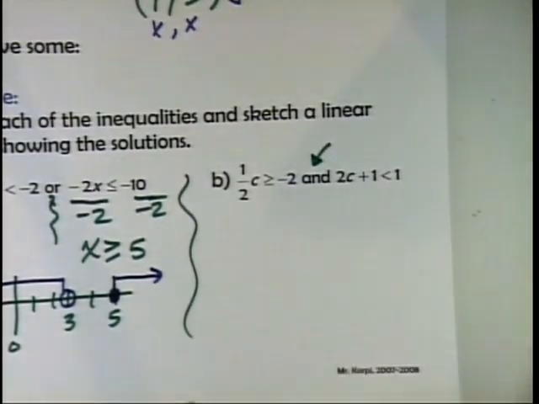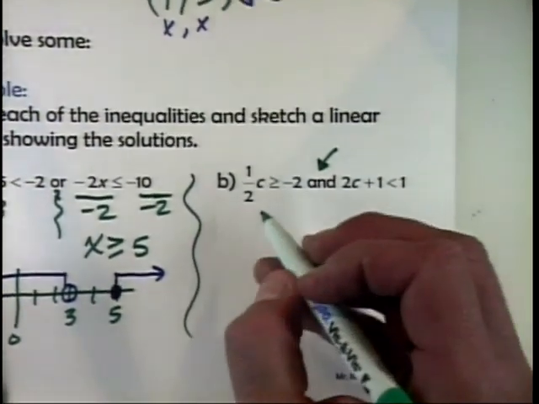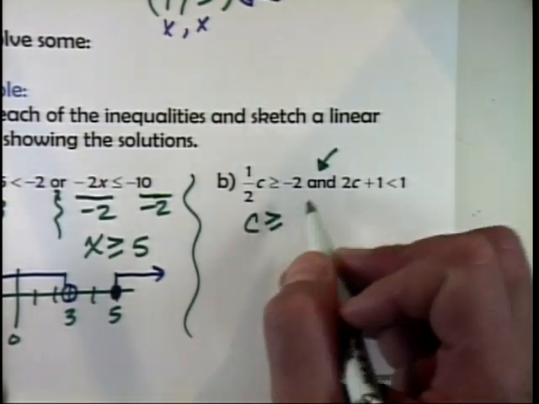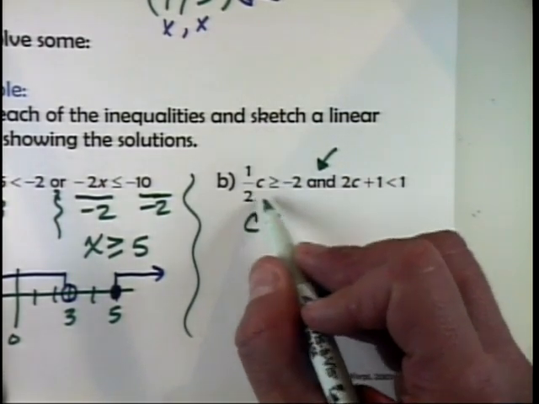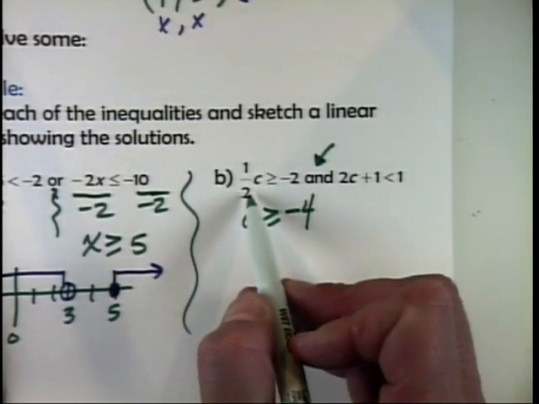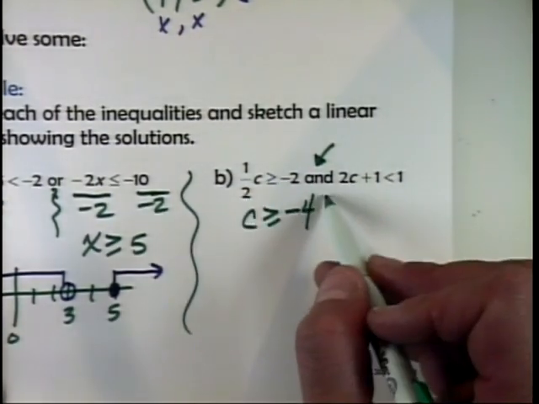All right, so this is a conjunction. It's got the word and. Let's go ahead and solve. I've got to multiply both sides by 2, and I get c is greater than or equal to negative 2 times 2, which is negative 4. Now I don't need to flip the inequality here because I multiplied by positive 2, not negative 2.